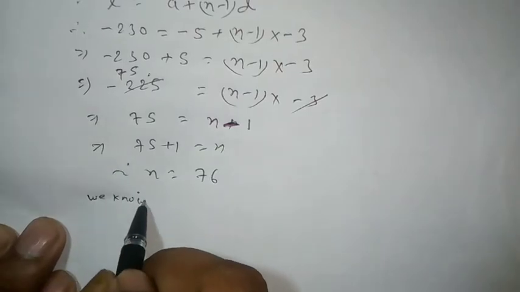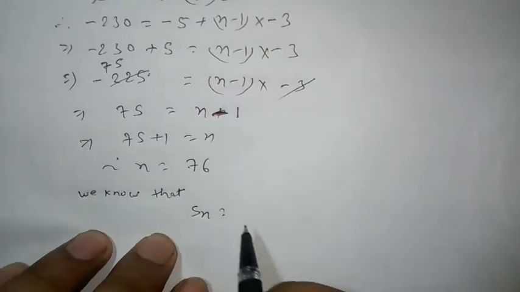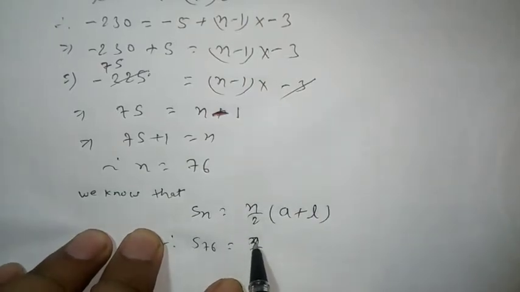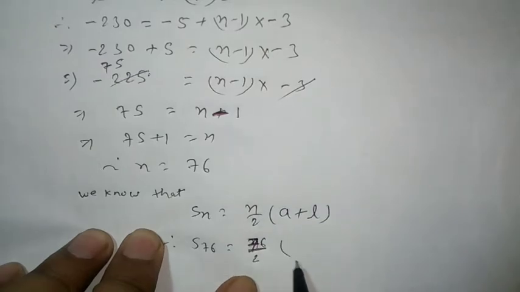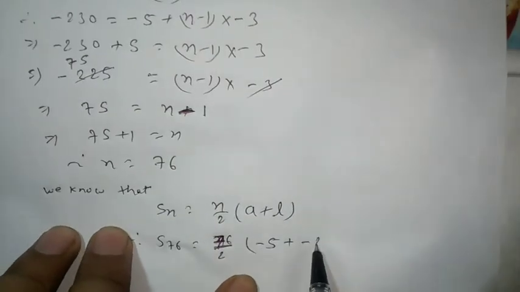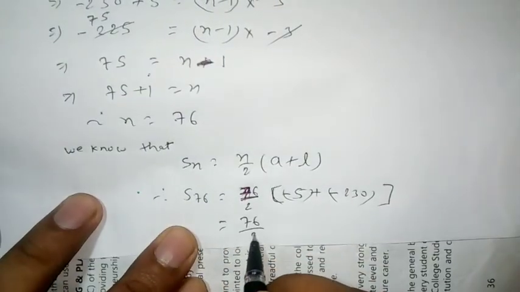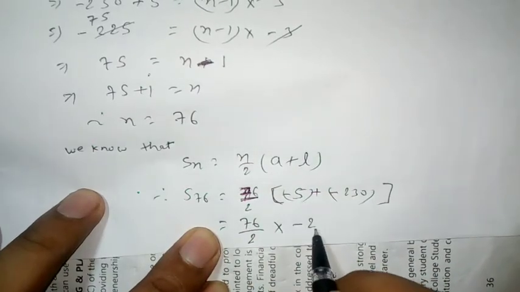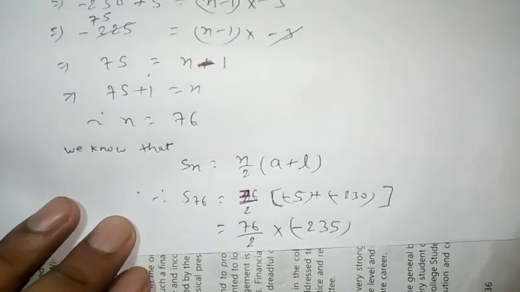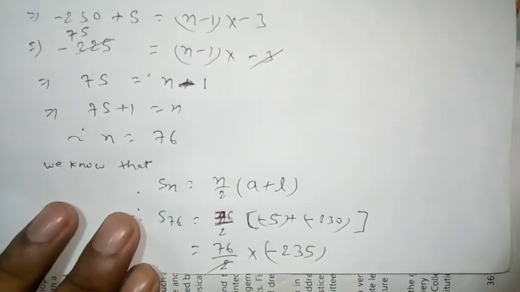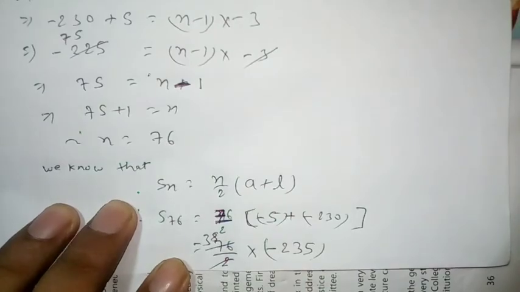We know that Sn is equal to n by 2 into a plus l, therefore S76 is equal to 76 by 2 into minus 5 plus minus 230, is equal to 76 by 2 into minus 235, is equal to 76 divided by 2, which is 38. So 38 into minus 235.